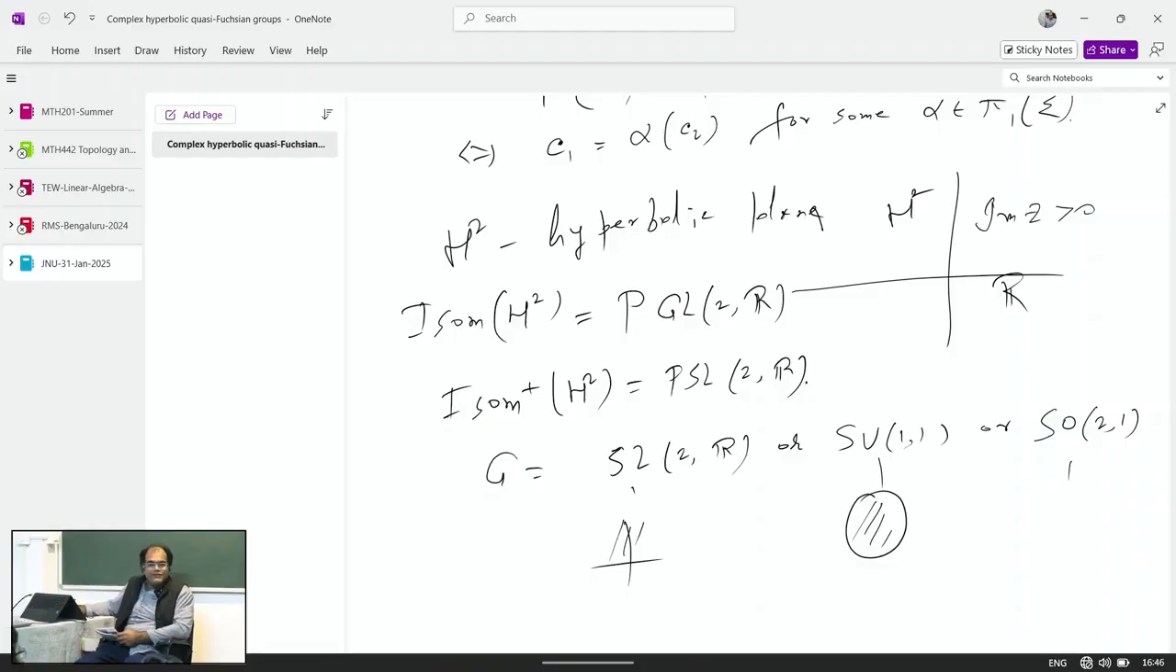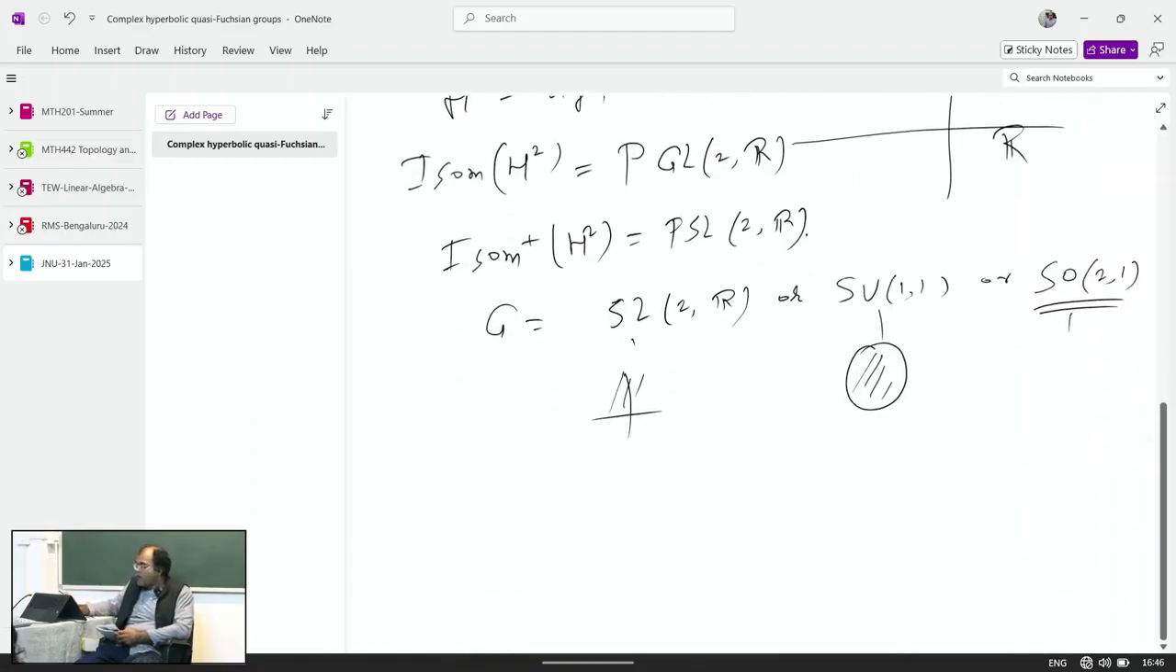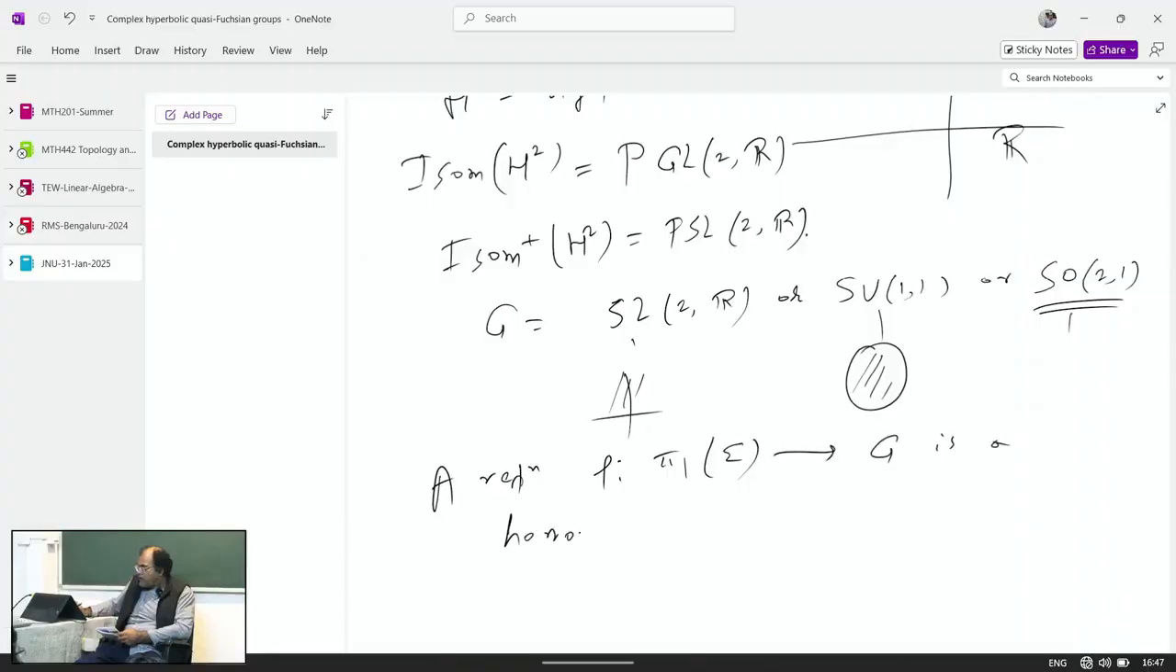It's a kind of Lorentzian model, you know, where you have a bilinear form of signature (2,1). I think if you haven't seen this, then if I have time, I will discuss this model in more detail. But these are all models of the hyperbolic plane. Okay. So now a representation rho from the fundamental group to this group G is just a group homomorphism.